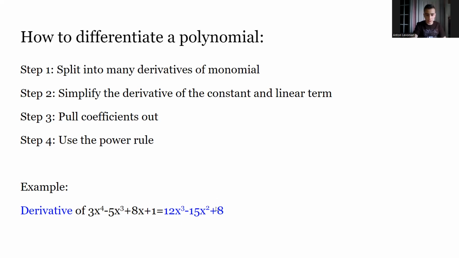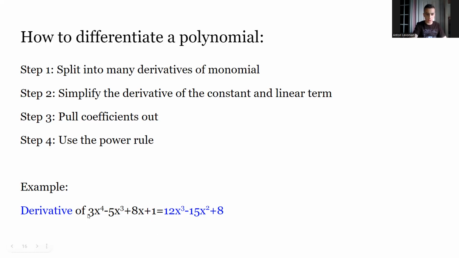So we get that this right here is minus 15x squared. This right here, that's just a linear term. It turns into plus 8. And the derivative of 1 is 0. So this is a procedure we can do for any polynomial, or for that matter, any power function.